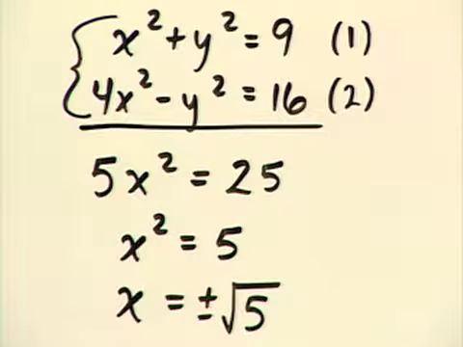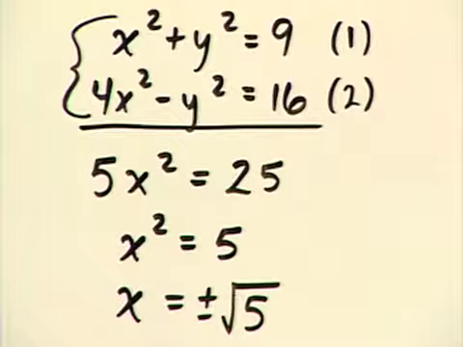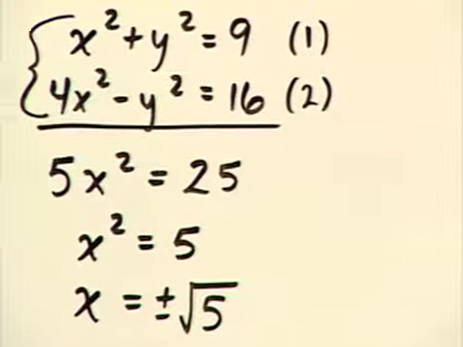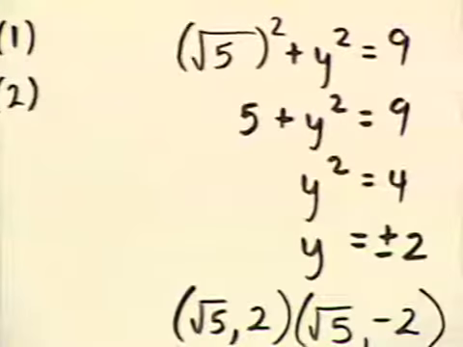Now if I divide both sides by 5, I would have x squared is equal to 5. And using the square root property, I have x is equal to plus or minus the square root of 5. So the x coordinates of my solutions will be a positive square root of 5 and a negative square root of 5. So I need to find the corresponding y coordinate that goes with positive square root of 5 and the corresponding y coordinate that goes with negative square root of 5.